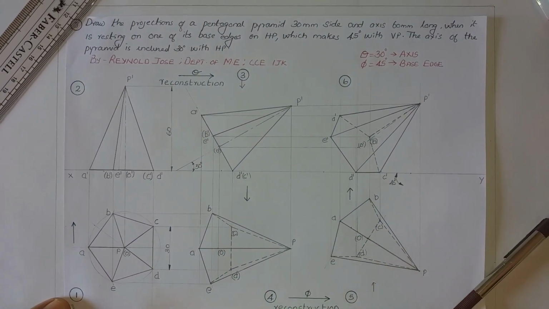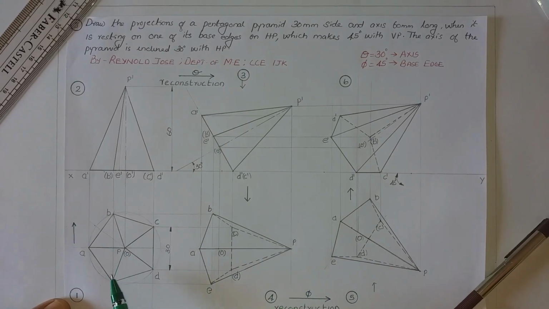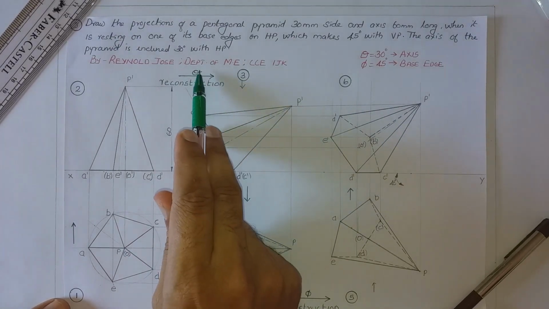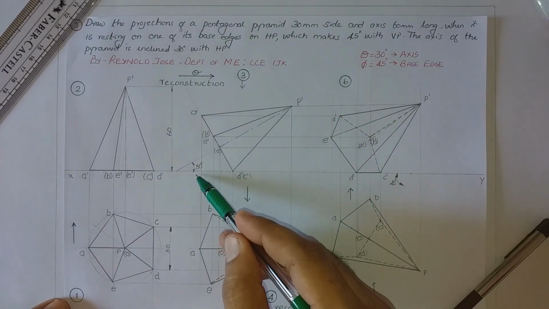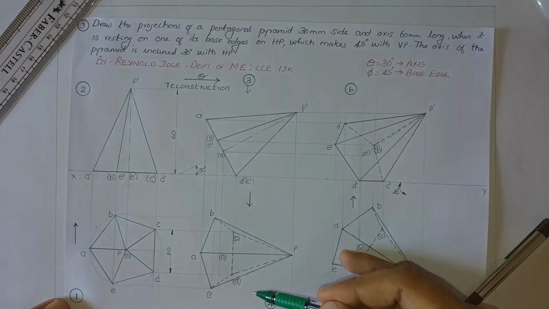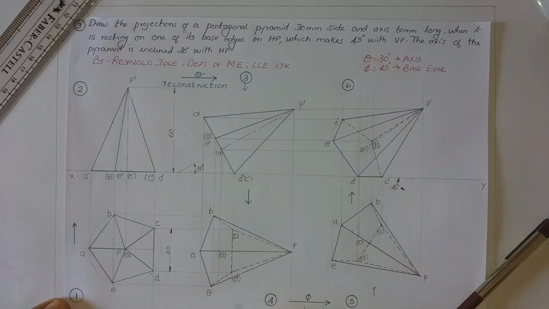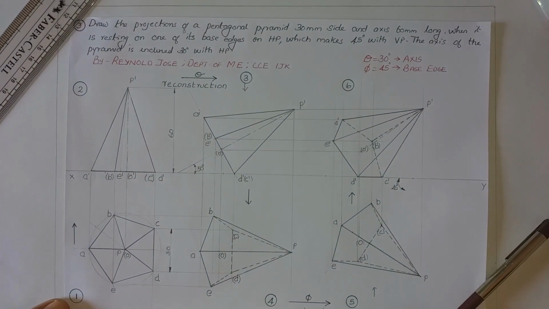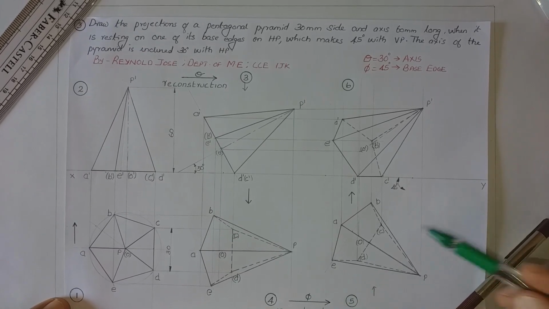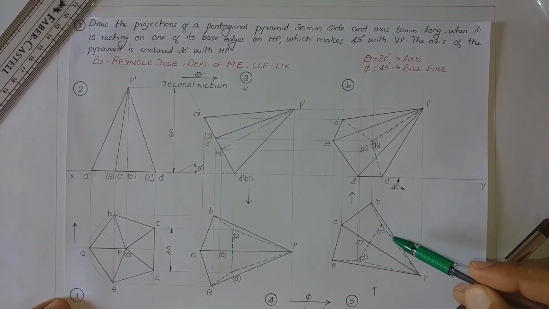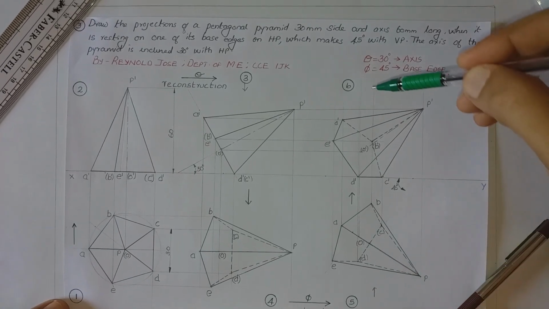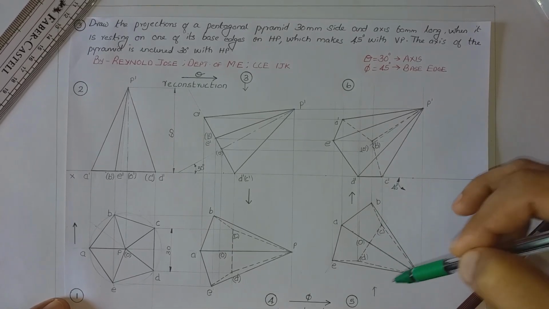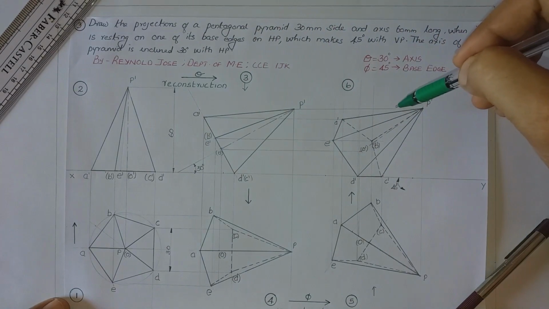So we started with diagram number 1, and this is the base shape. Then we proceeded to diagram number 2, and from 2 to 3 it is a reconstruction by applying angle theta for the axis. Then from 3 to 4 we obtain diagram number 4 by obtaining projectors from previous top view and present front view, and from 4 to 5 it is again a reconstruction by applying angle phi for the corresponding base edge on which it is resting, which is DC. And diagram number 6 we obtain by extending projectors from present top view 5 and front view 3. Okay, thank you.